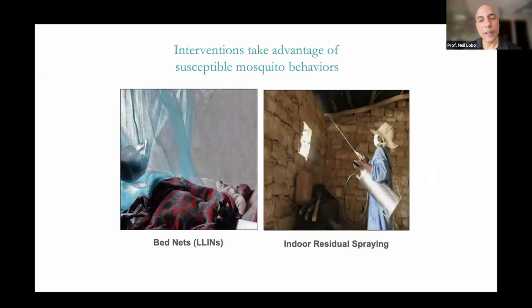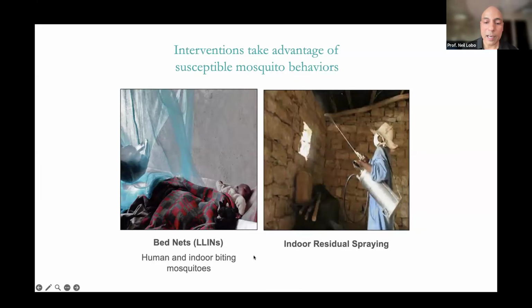Now, how do interventions work? Interventions take advantage of specific mosquito behaviors. Now, when we look at bed nets, ask yourself, how are bed nets effective? Bed nets take advantage of human and indoor biting mosquitoes. If your mosquito bites outdoors, it's not going to be effective. If your mosquito likes biting cows and not humans, your bed nets are not going to be effective. Correct?